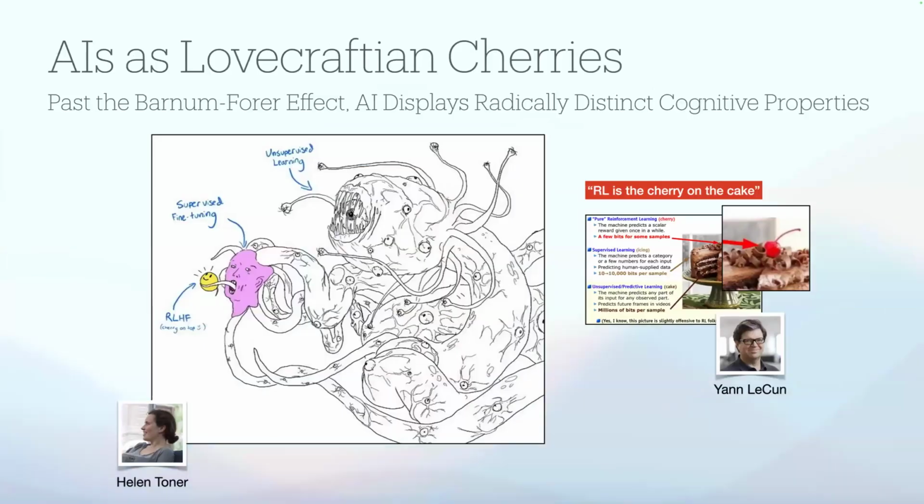This sort of relates to this picture by Helen Toner a few years ago of reinforcement learning. But I'm a bit tired, by the way. It's the time of the day, so please humor me a little bit.